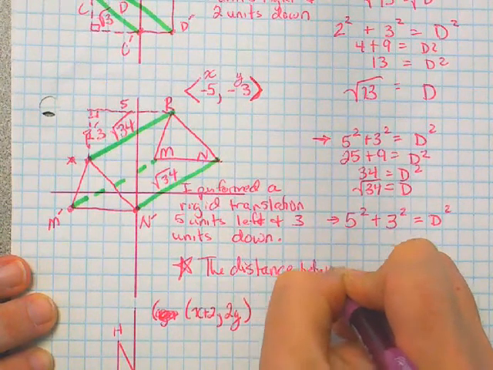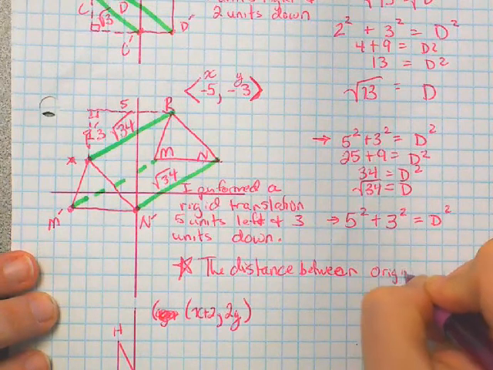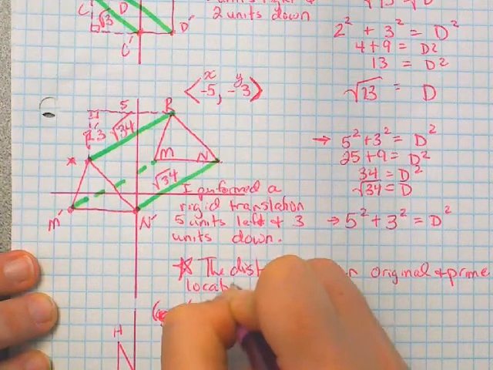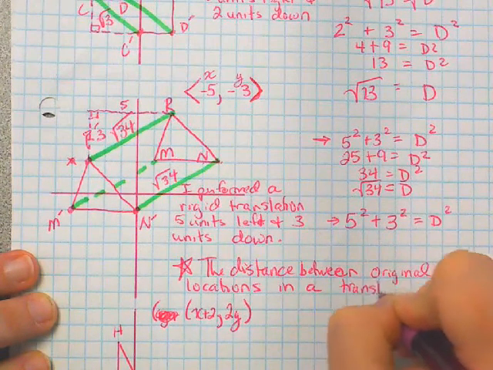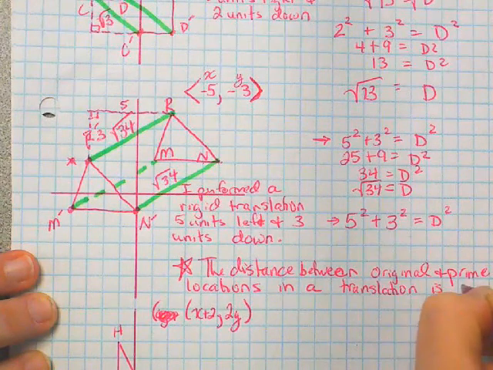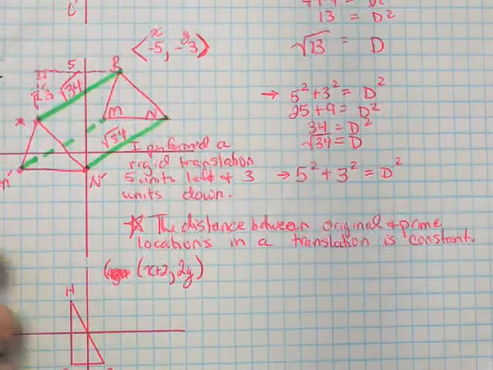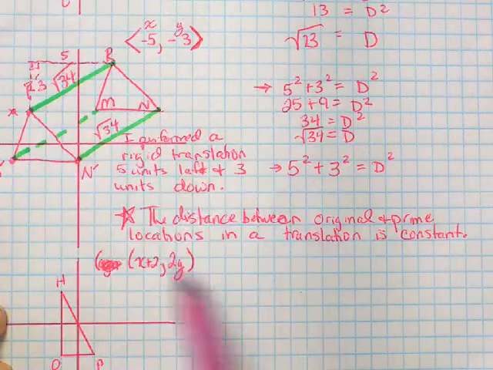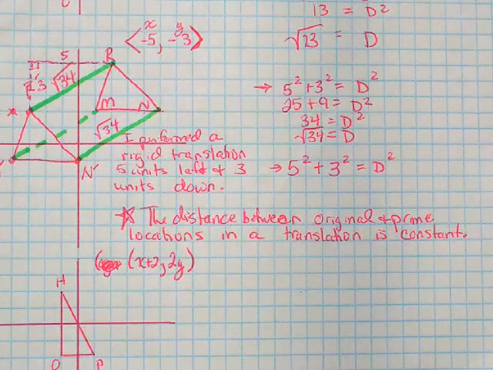The distance between original and prime locations in a translation is constant. So that means the distance between the original and prime locations for every translation is constant.